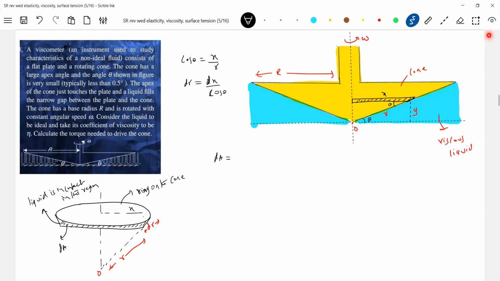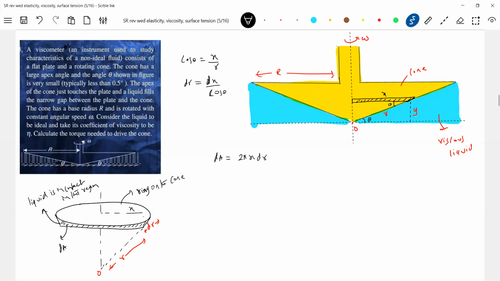What is the circumference length? What is the perimeter of this? 2 pi x. And there's a width, dr. If it were vertical, I would have written that one. Since it's an inclined one, the dA will be 2 pi x into dr.